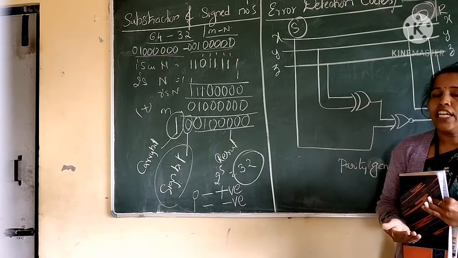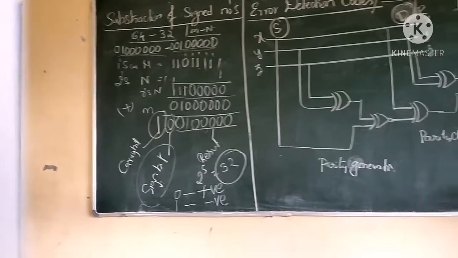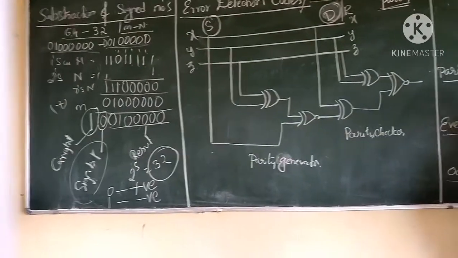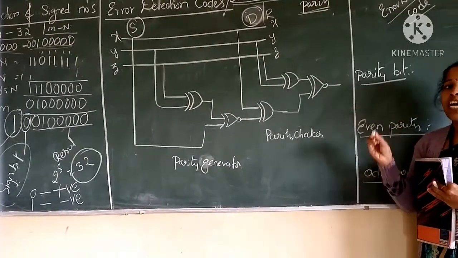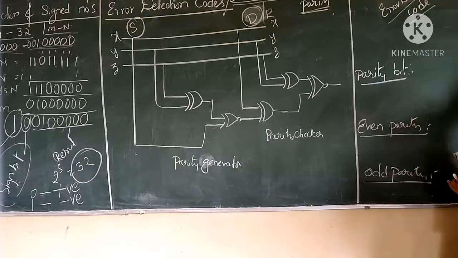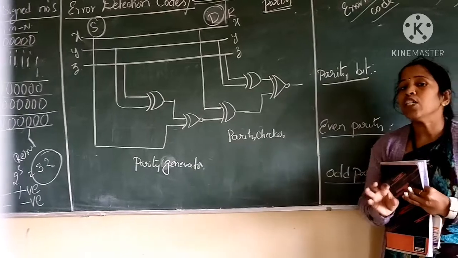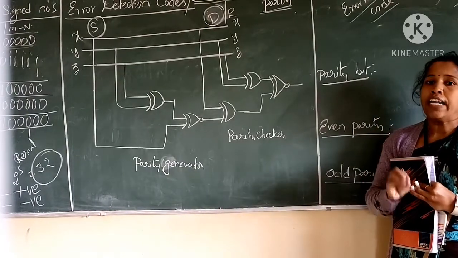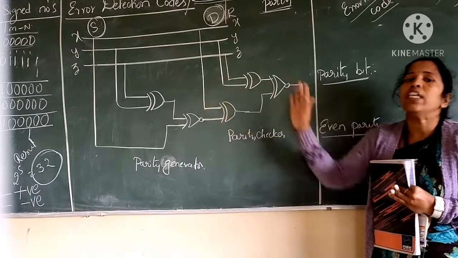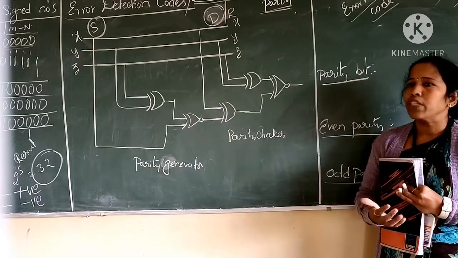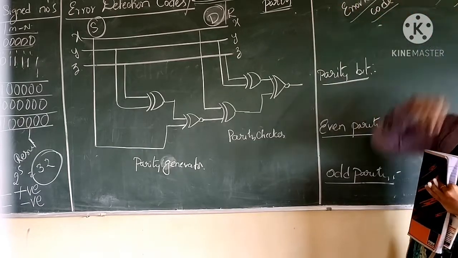In that case, we have two types of codes. The first one is error detection code, and the second one is error correcting code. A number of codes exist which are used for detecting or correcting the errors during the data transmission from source to the destination. So we have two codes here, error detection code as well as error correcting code.